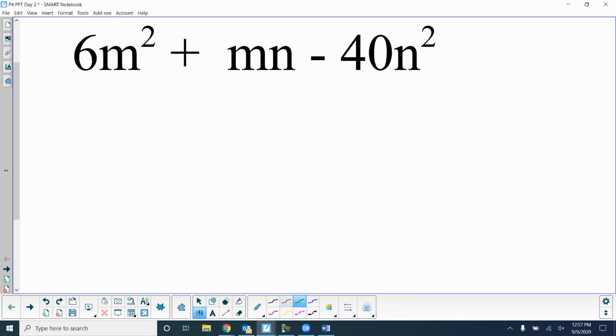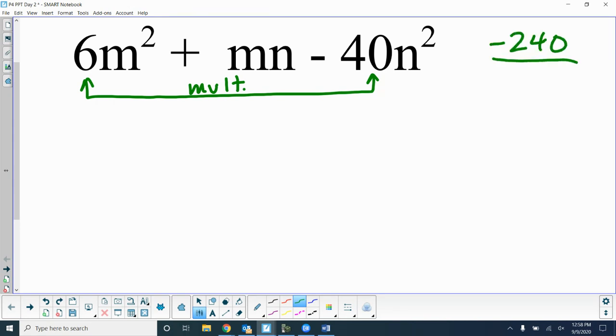All right, so multiply A, 6, times C, negative 40, and you get negative 240. Now, I'm thinking in my head, or you can write them all out if you want. I'm thinking of factors. What times what gives me negative 240? Added gives me what? 1. So I need numbers right next to each other, 10, 11, 9, and 8.